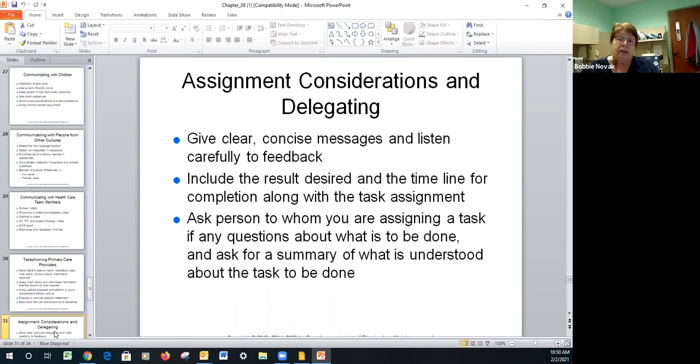So if somebody has an appointment that morning, you want to make sure that you tell the aides in that assignment that you want to make sure that they've been bathed and dressed and they're ready to go by 9:15 when the transport's going to come and pick them up. If you're delegating a task or assigning a task, make sure they don't have any questions about what needs to be done, and then ask for a summary so you can verify that they understand what the task is.